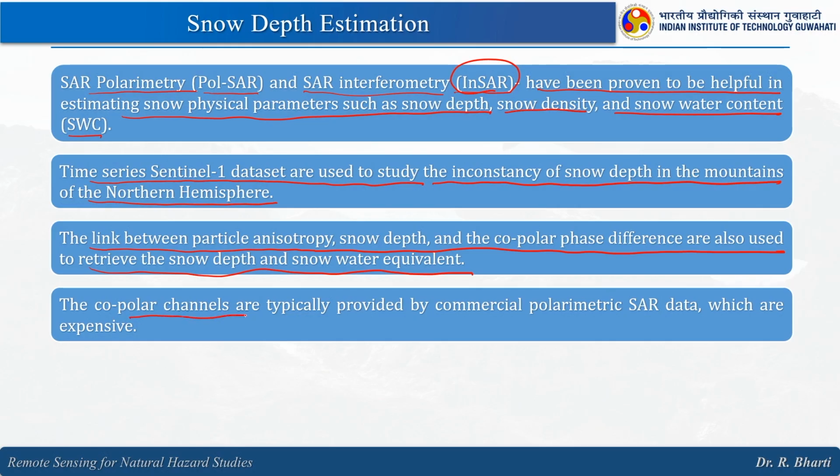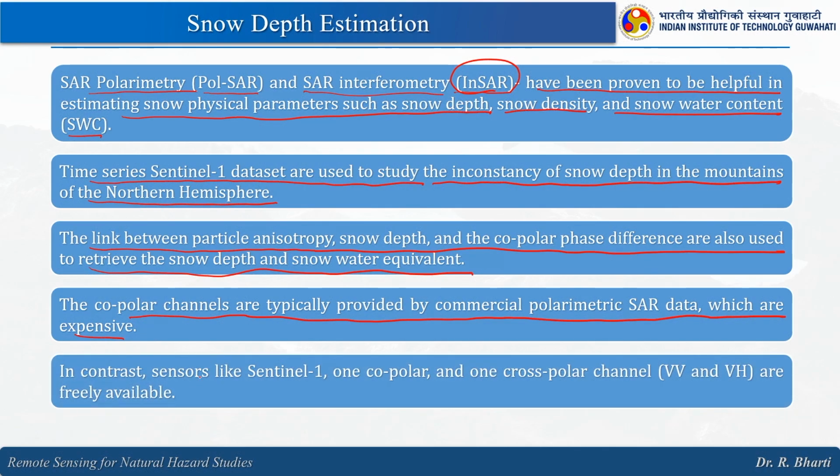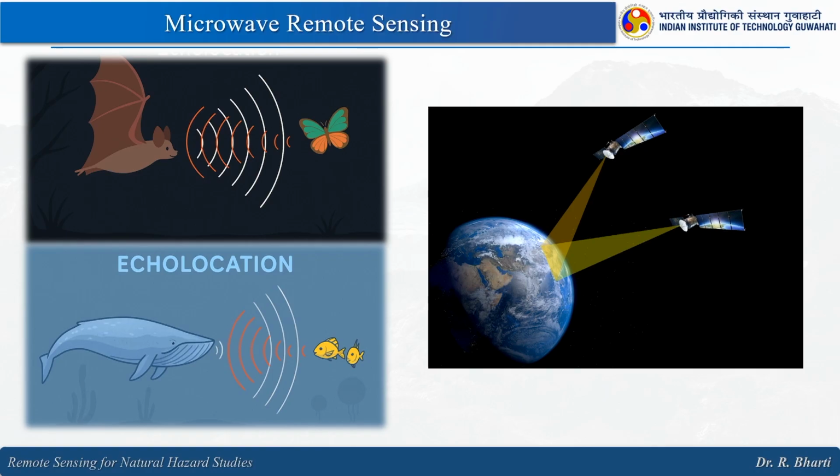The copolar channels are typically provided by commercial polarimetric SAR data, which are expensive. In contrast, sensors like Sentinel-1, with one copolar and one cross-polar channel, which are VV and VH, are freely available. So, that is why we concentrated on this Sentinel-1, to see whether we can develop a method which can estimate the snow depth and other geophysical parameters, and this is freely available in the public domain. So, that is the advantage.